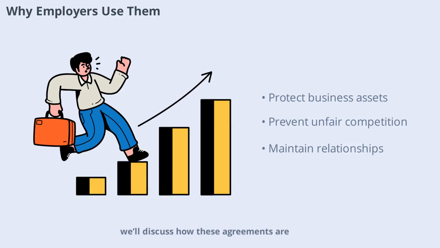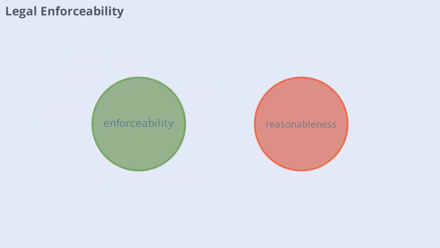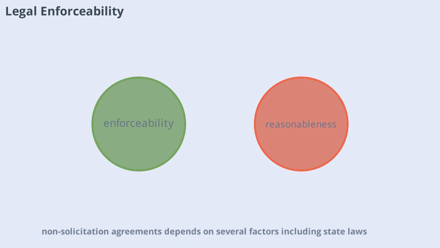Next, we'll discuss how these agreements are enforced and what makes them legally binding. Enforceability of non-compete and non-solicitation agreements depends on several factors, including state laws, the reasonableness of restrictions, and the specific language used. Courts often scrutinize these agreements to ensure they aren't overly broad or unfairly limit an employee's ability to earn a living. Some states, like California, generally refuse to enforce non-competes, while others allow them with limitations. It's important to know your local laws and consult legal experts if you're unsure.